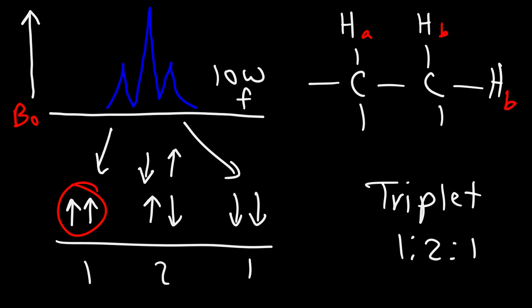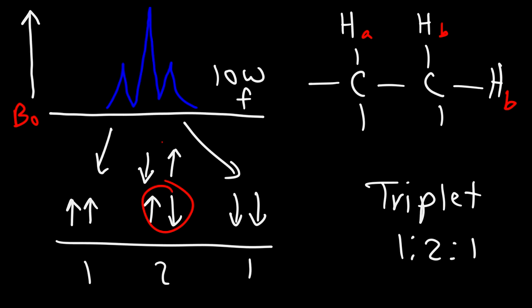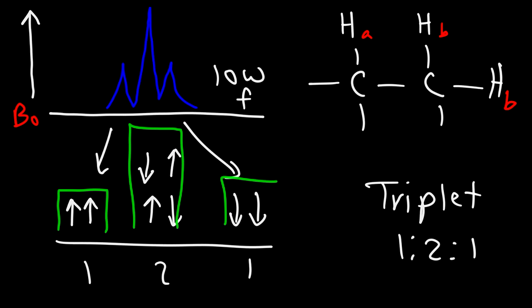So this is when both protons are aligned with the magnetic field, and this is when both protons, these 2, are aligned against the magnetic field. And in the middle, you can have one that's aligned with it and one that's aligned against it. And so that's why we have a 1:2:1 ratio.